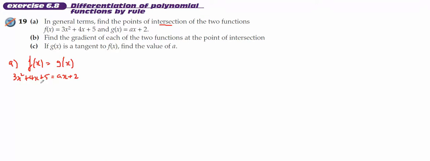This video is for Year 11 Methods. It comes out of Chapter 6, question 6.8.19. In general terms, find the points of intersection of the two functions. f of x is a parabola, g of x is a straight line.